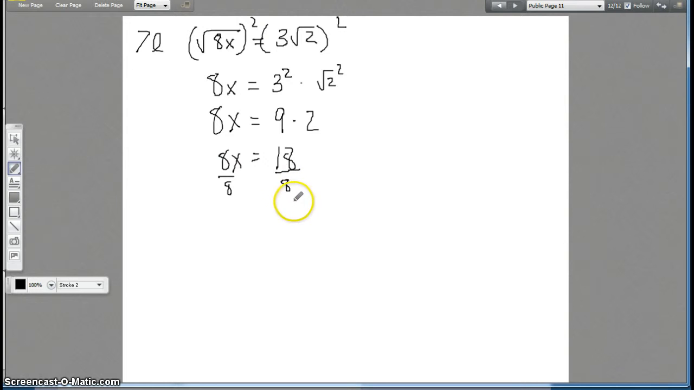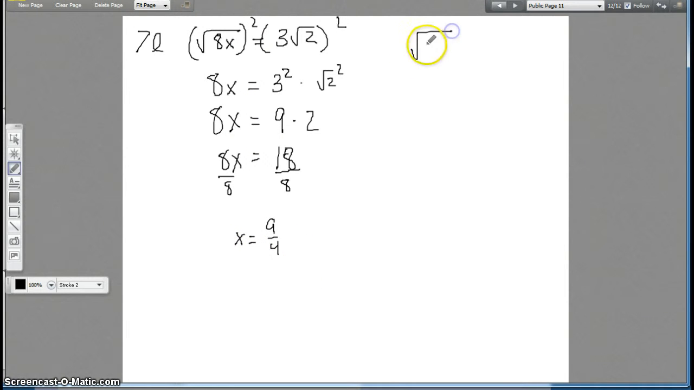Please don't just punch this in a calculator. This is a fraction and I want you to simplify it. When you look at the 18 and the 8, they're both even numbers. That means we can divide them both by 2. So x will equal 9/4. Next thing we need to do is to check this in our original equation.